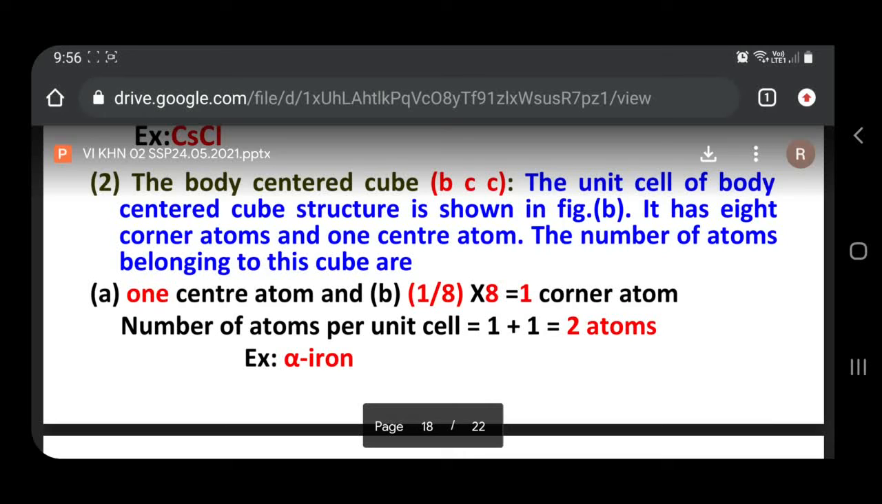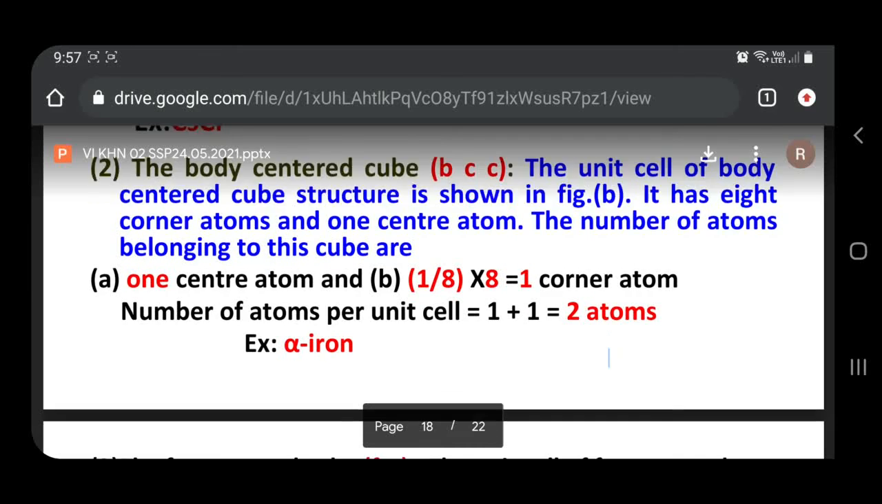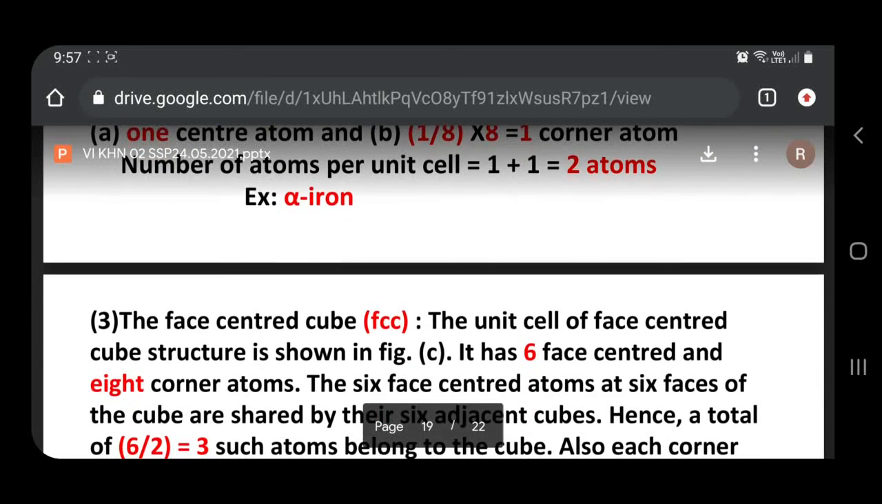So in general, the number of lattice points per unit cell in case of BCC is 1 centrally placed lattice point plus 8 corners, at each corner only 1/8 portion is contributed. So in total it becomes 1. So 1 plus 1, it is 2. 2 atoms, that is 2 lattice points per unit cell. So 2 atoms per unit cell, 2 molecules per unit cell, 2 ions per unit cell, or 2 lattice points per unit cell in BCC. You have to remember always, because while solving problems, knowledge of this is required. Frequently you have to recall. The example is alpha iron.